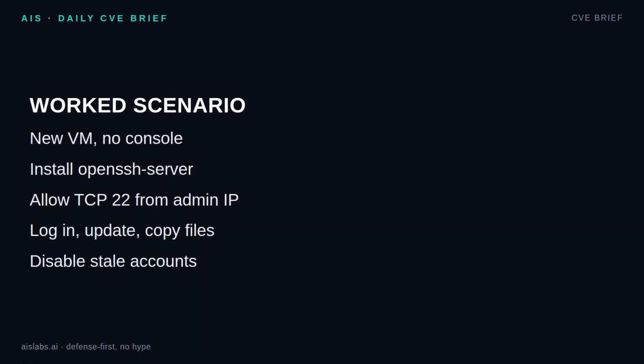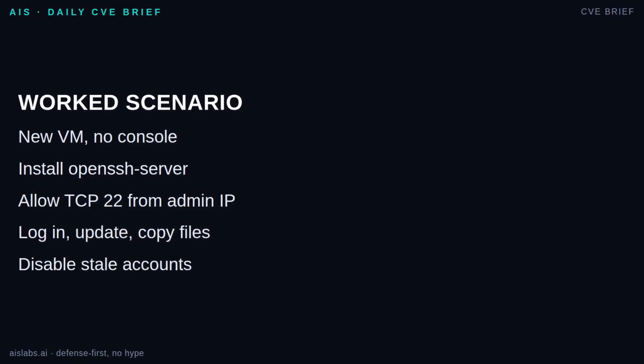A normal first SSH story looks like this. You build a new Debian or Ubuntu VM. During install, you enable openssh-server or install it right after boot. Your firewall allows TCP/22 only from your office VPN or admin subnet, not from the whole internet if you can avoid it. From your workstation, you run ssh admin at that VM's name or IP. Once in, you update packages, inspect services, and copy a config file into place. Later in this series, we will replace passwords with keys, restrict who can log in, record useful logs, and make this repeatable with automation. The pattern is simple: connect, authenticate, administer, exit.